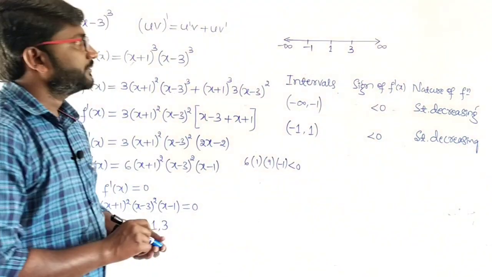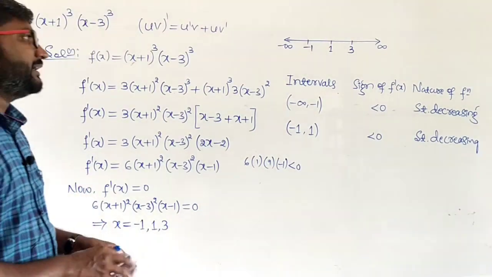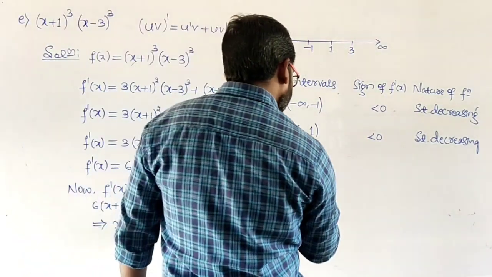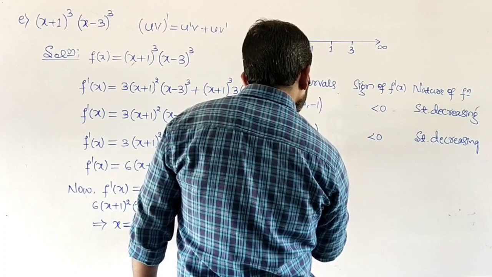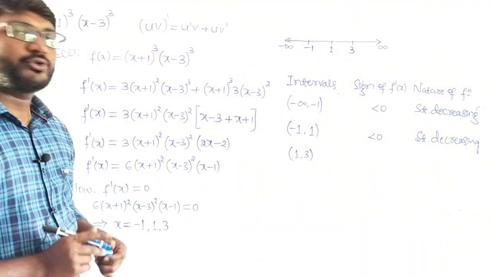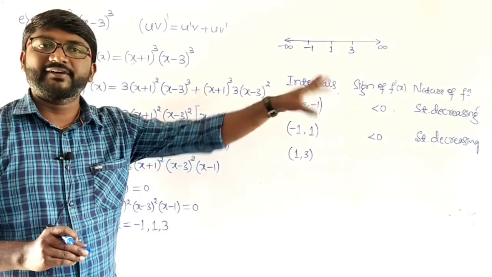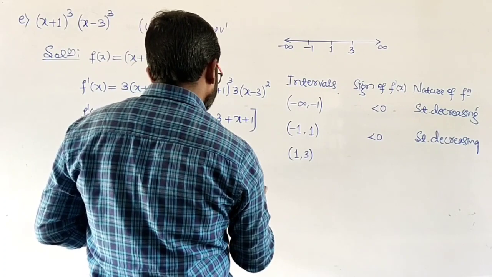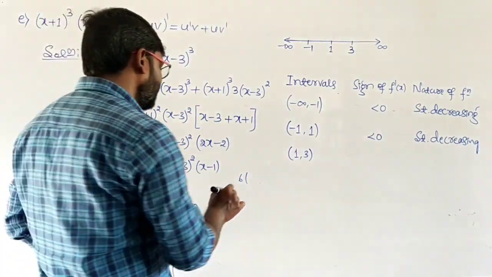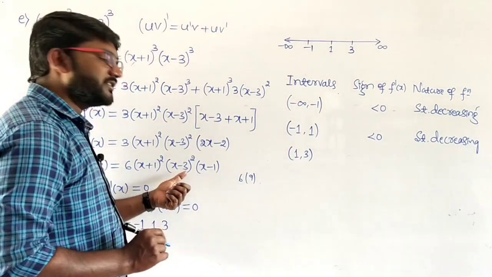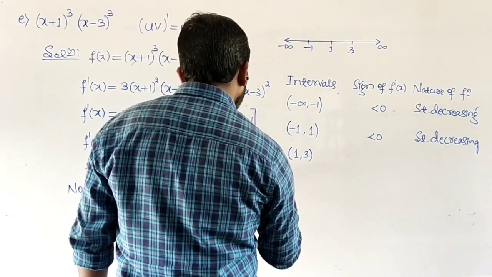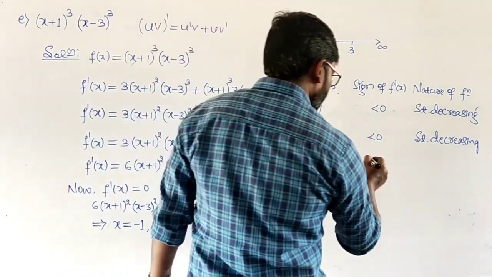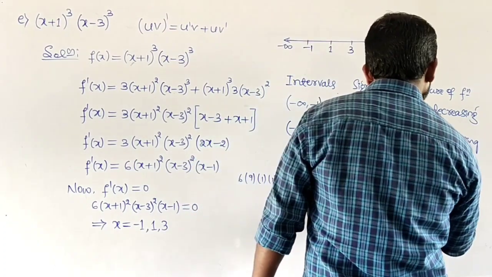Then let us go for the third interval. It is 1 comma 3. 1 comma 3 means you can take plus 2 or plus 1.5 or plus 2.5. Take 2, that will be easier for the simplification, and substitute in this. So 6, and then 2 plus 1 it is 3, 3 square it is 9, and then 2 minus 3 it is minus 1, minus 1 square it is plus 1, and then 2 minus 1 it is 1. Overall the answer is going to be greater than 0. So it is strictly increasing.